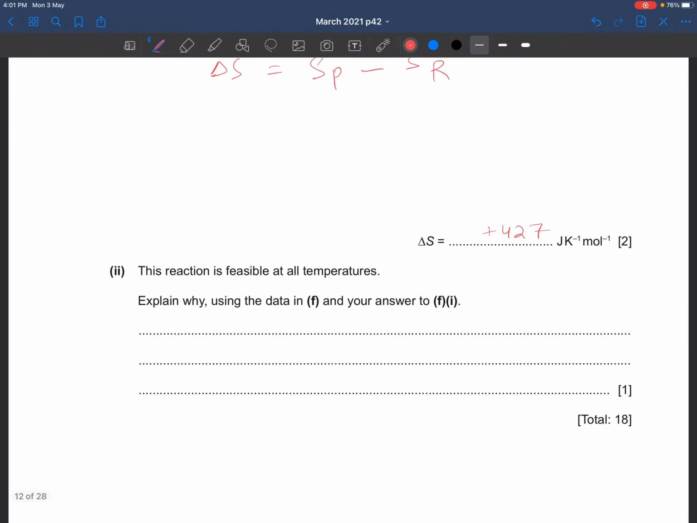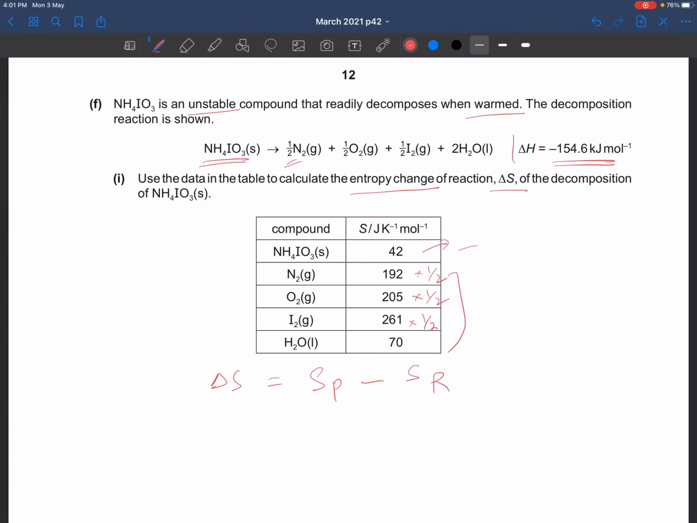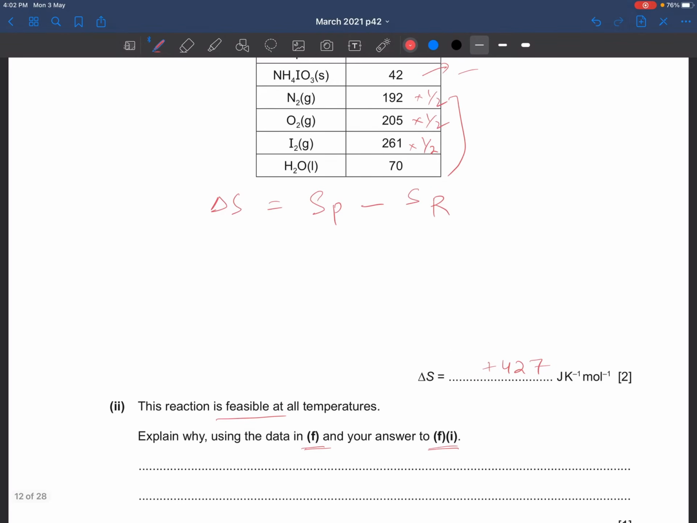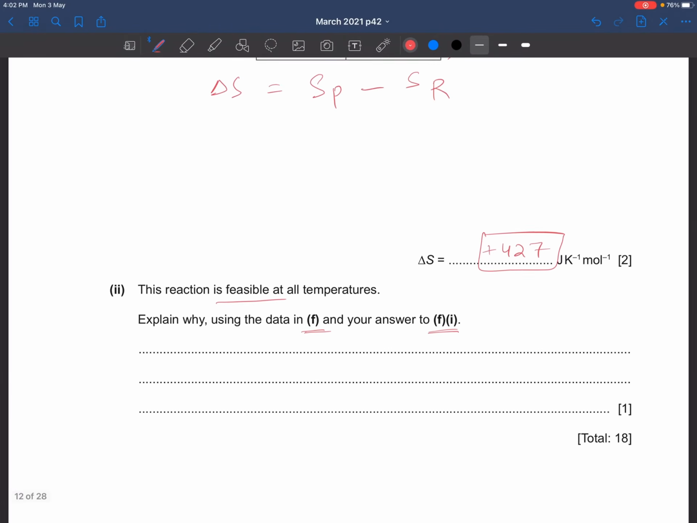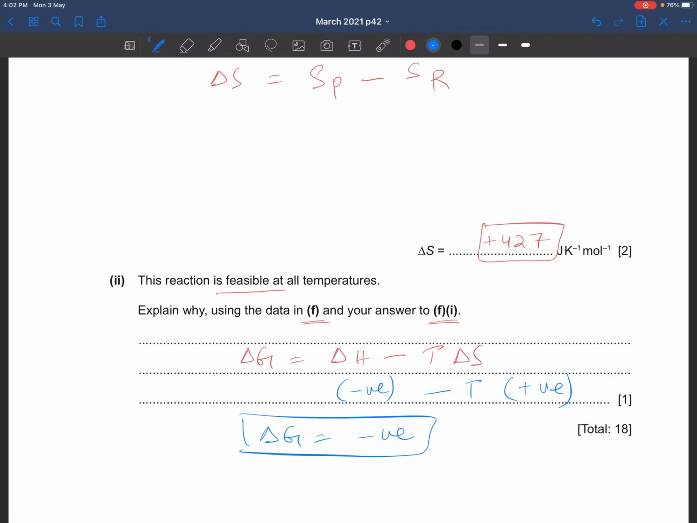Now the next part is the reaction is feasible at all temperatures. Explain why using the data in F and your answer to F1. Now as you can see that delta H for this reaction is negative, that means reaction is exothermic, delta H is negative, and delta S is positive. And for the feasibility of reaction we use Gibbs free energy equation, that is delta G is equal to delta H minus T delta S. So if delta H is negative and delta S is positive, this delta G would always be negative. This would always be feasible.